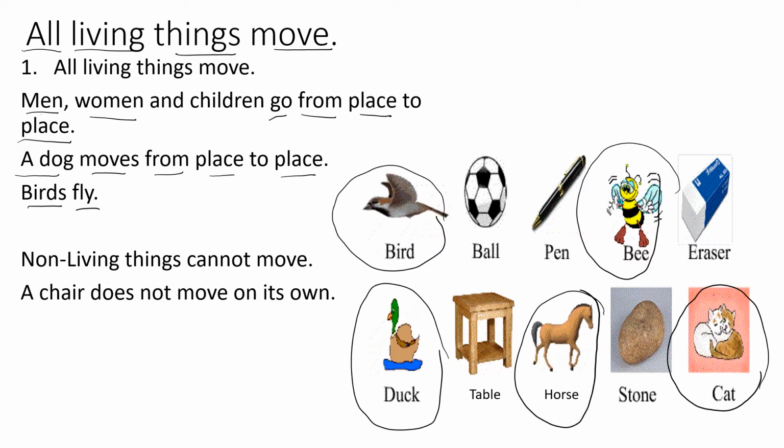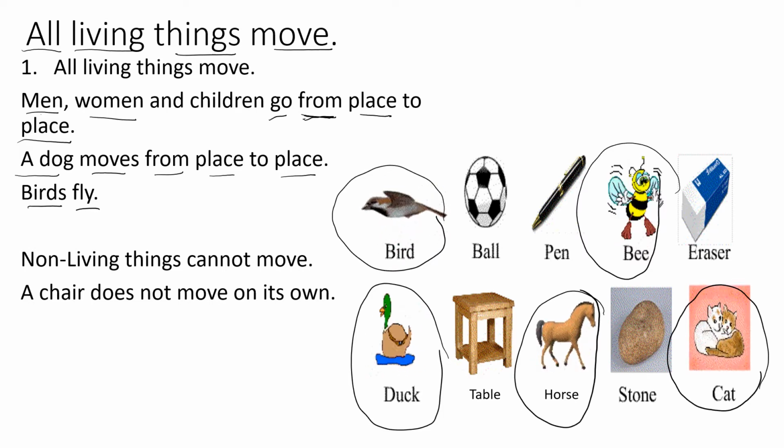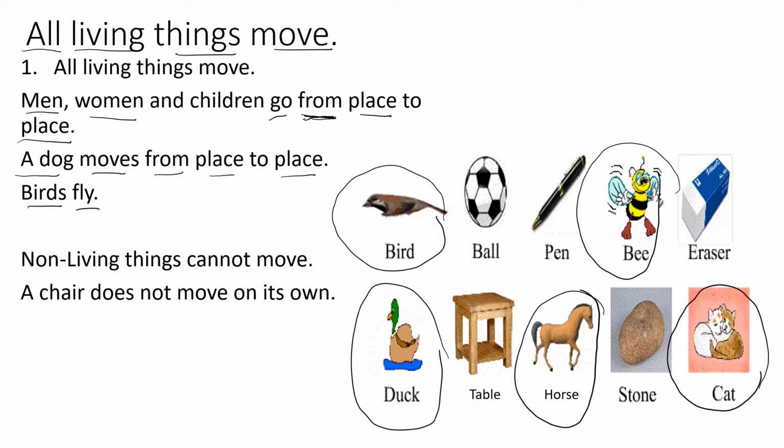There are not many new words here. We have this word from, F-R-O-M, from, place, P-L-A-C-E, place, moves, M-O-V-E-S, moves, birds, B-I-R-D-S, birds, F-L-Y, fly. So you see, children, men, women, children go from place to place. The dog, the animals move. Dogs are replaced for an animal. Birds fly.